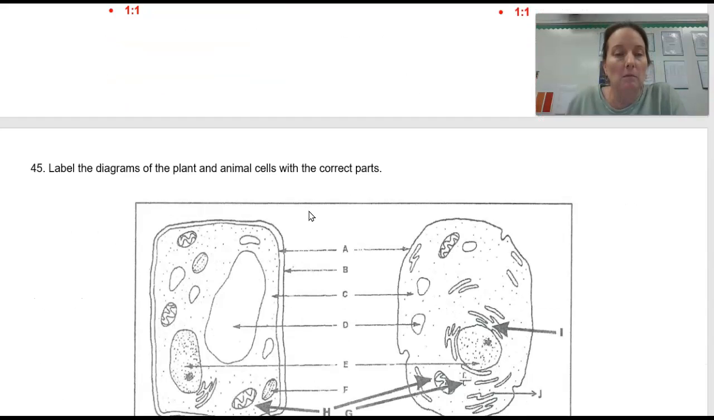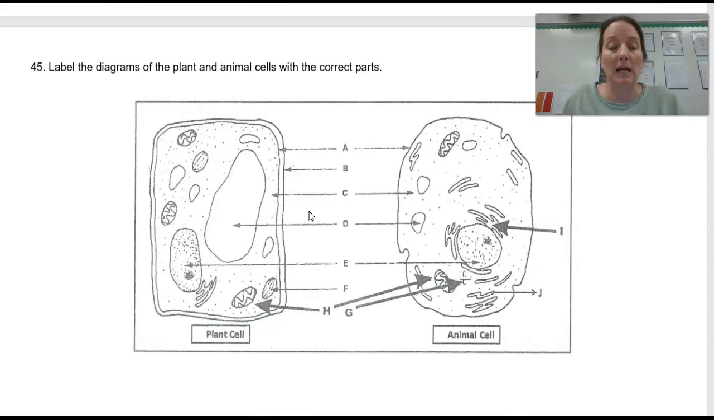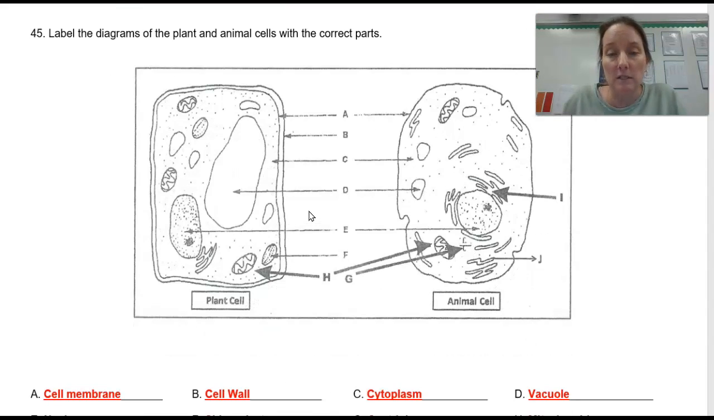All right, now 45 is having you label the plant and animal cells. Now remember, in a plant cell, the letter B and the letter F are only pointing towards the plant cell. That's because that's the cell wall, and the chloroplasts, they're only found in plant cells. Everything else is found in both.